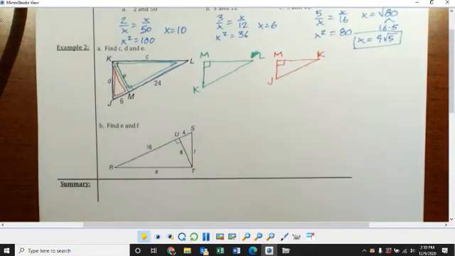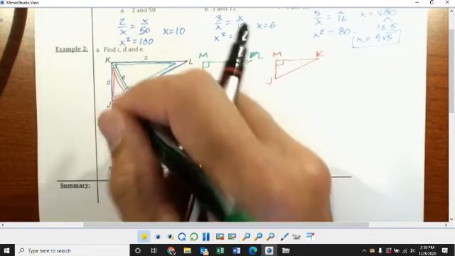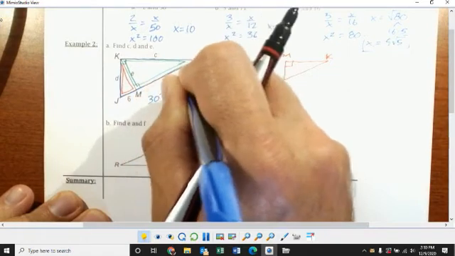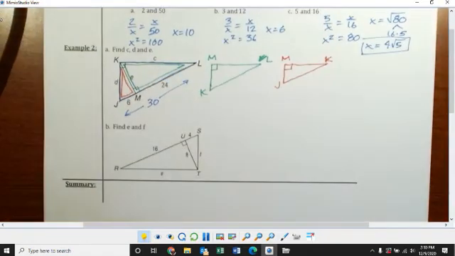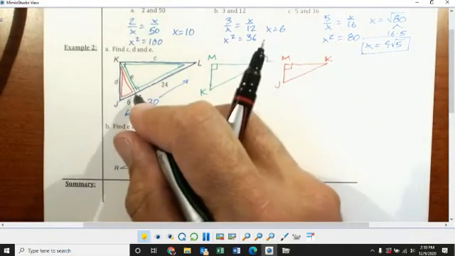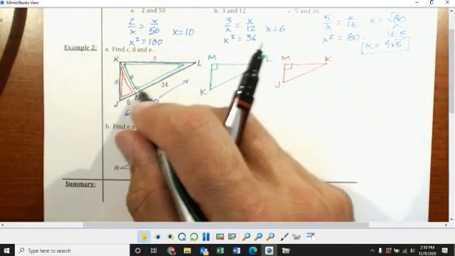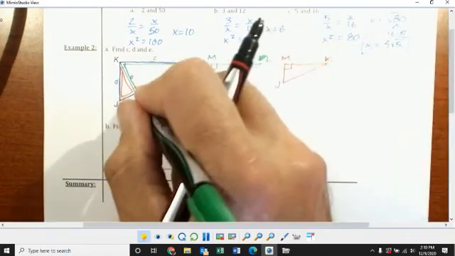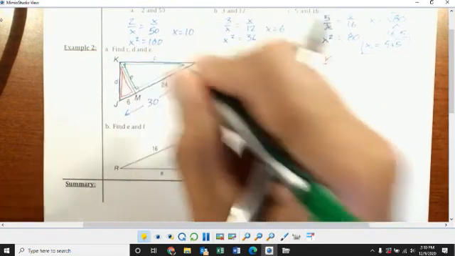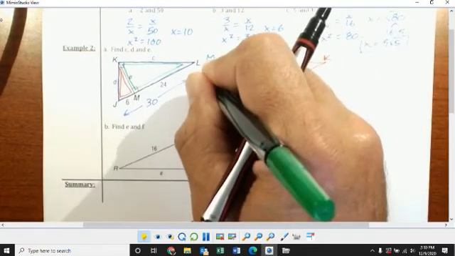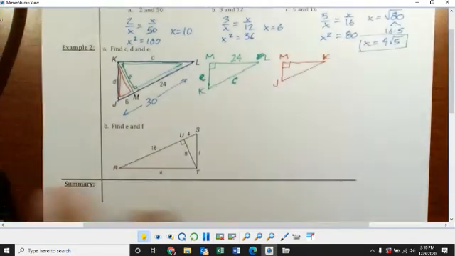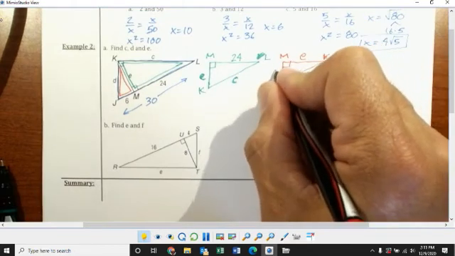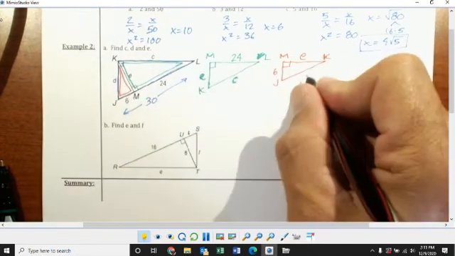Now what about the variables and the numbers? First of all, we can see that the hypotenuse of the large triangle is 30. Okay, that's that whole length. Let's label the sides of the small triangle. The long side here, ML, from the right angle to this point, is 24, and the short side is E. The hypotenuse is C. So this is E, and this one is C. For our small triangle, MK is E, MJ is 6, and KJ is D.